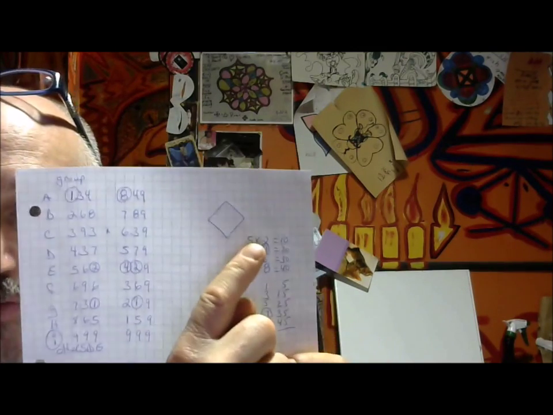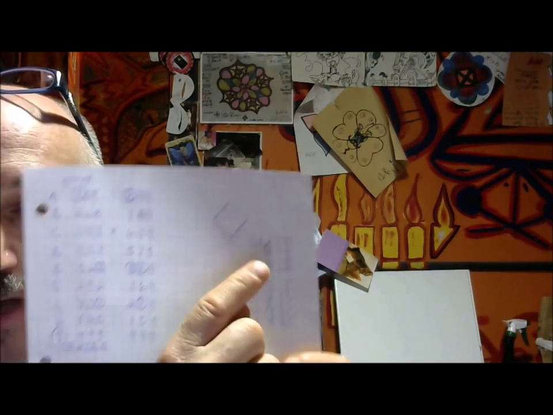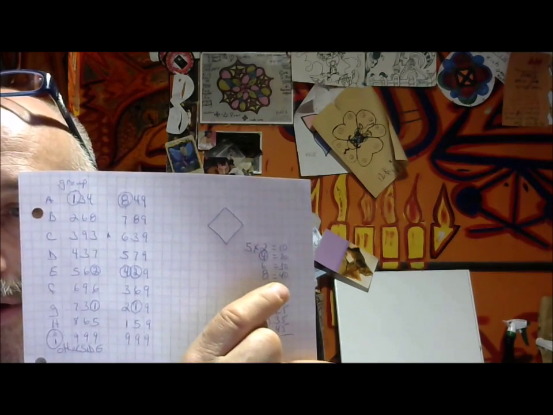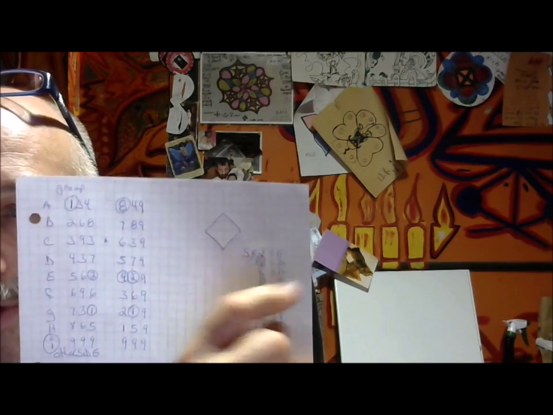Do you ever notice 5 times 2, 5 times 4, 5 times 6, 5 times 8 will bring 10, 20, 30, 40? You have no life. You have the circle of life representing Mars.